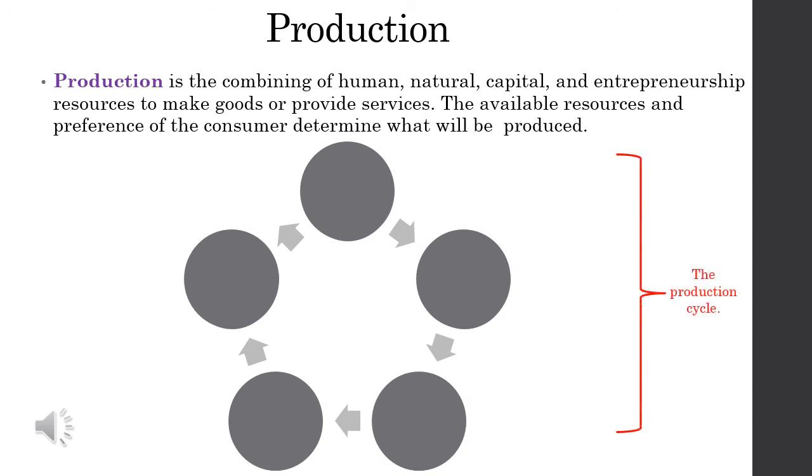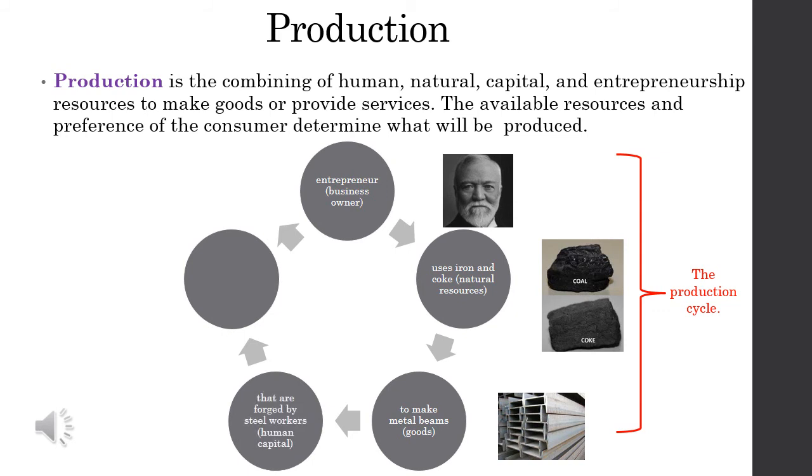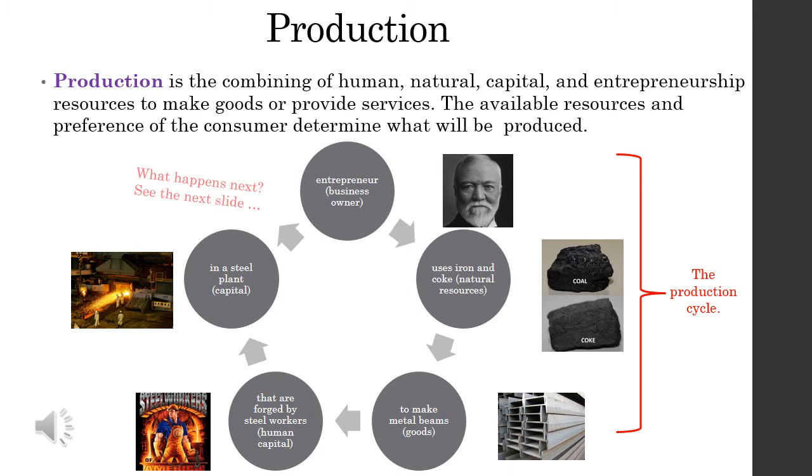This is what a production cycle looks like, and it always starts with an entrepreneur or a business owner like this guy, Andrew Carnegie, the famous steel magnate. He used iron and coke, those are natural resources, to make metal beams. Those are goods. So far, so good. Pun intended. Well, who's going to make those metal beams? They are going to be forged by steel workers. That's human capital, and it's going to be done in a steel plant. That's capital. This is the production cycle. So what happens next? Let's see the next slide.